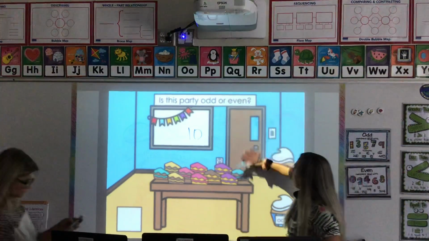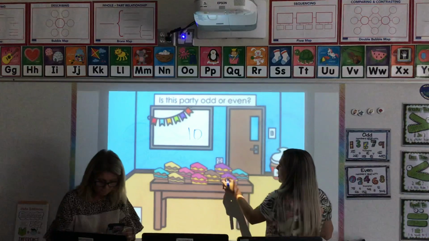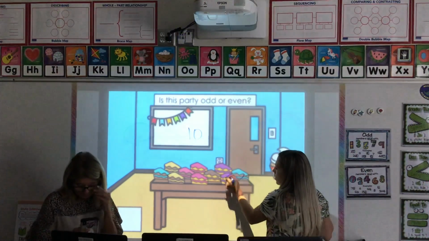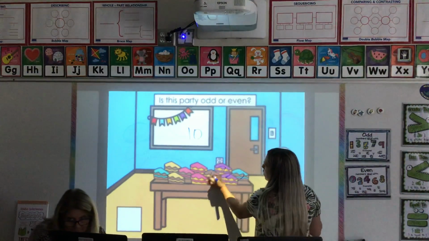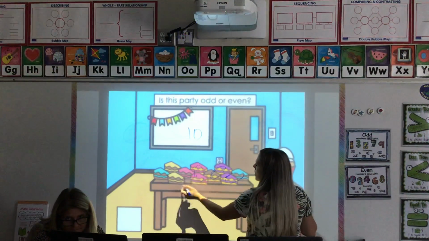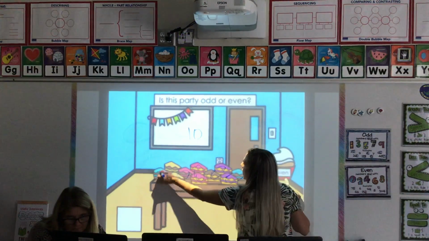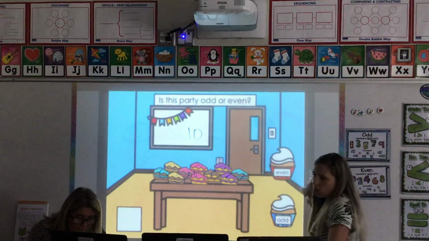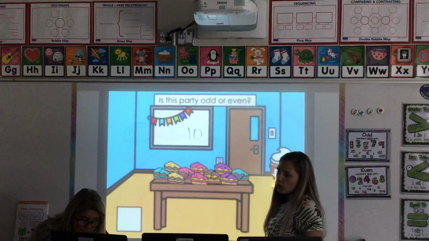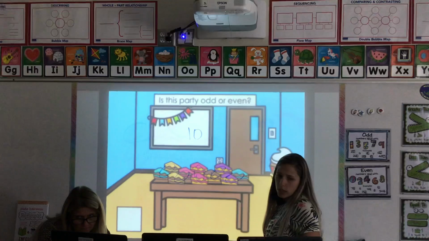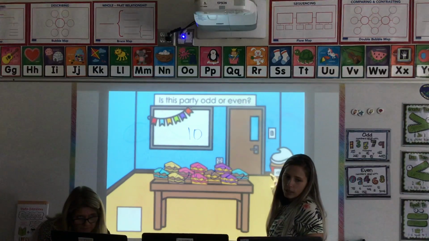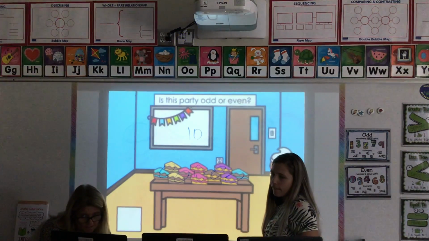Now you gotta tell me if it's even or odd. I'm gonna circle my cakes. See if I can make some pairs. 2 pieces of cake, 2 pieces of cake, 2 pieces of cake, 2 pieces of cake, 2 pieces of cake. Oh, no cakes left out. Everybody gets 2 pieces. So that means it's what? Remember, 10 starts with the 1 and the 0.